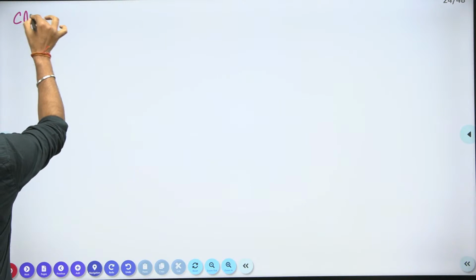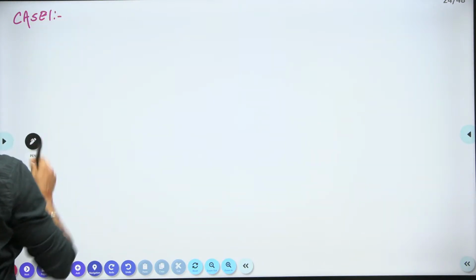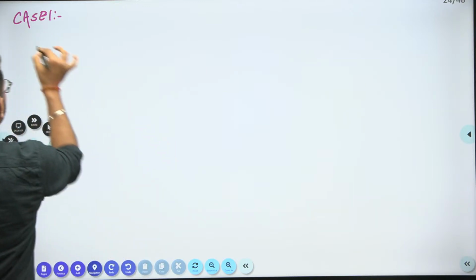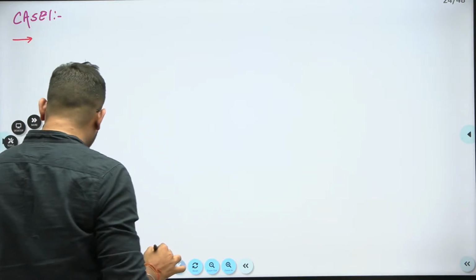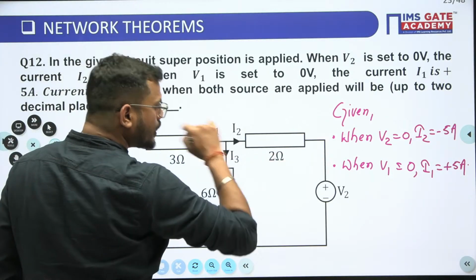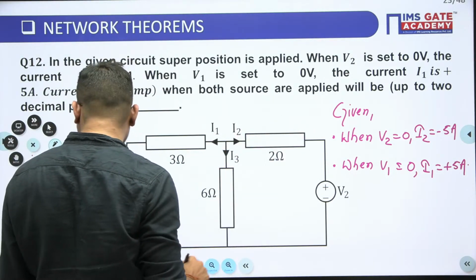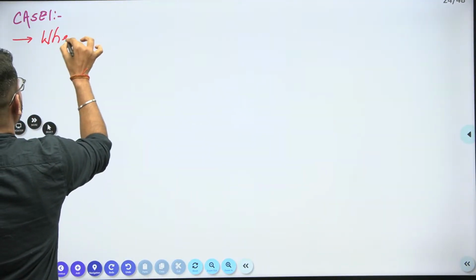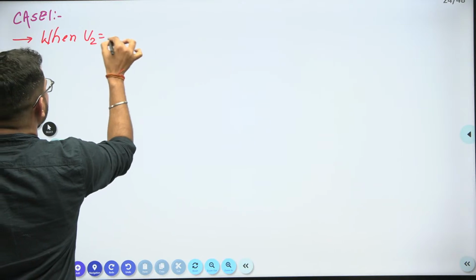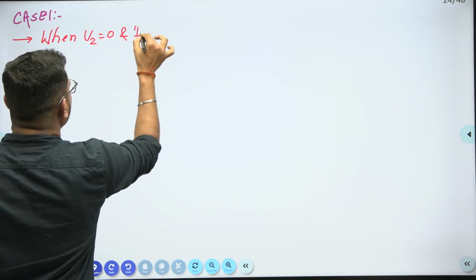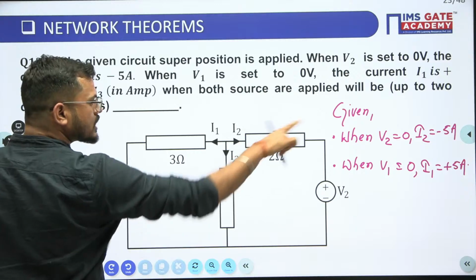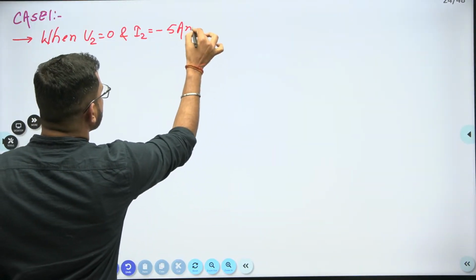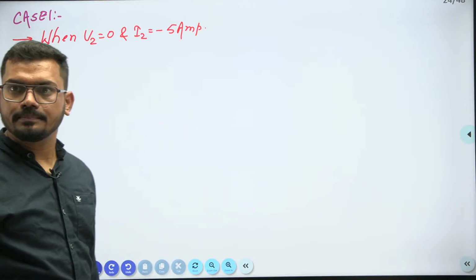I'm considering case 1. What is case 1? In this case 1, what is given to you? We have V2 equal to 0 and I2 equal to minus 5 ampere. So here I am writing: when V2 is equal to 0 and I2 is equal to minus 5 ampere. Is it clear?